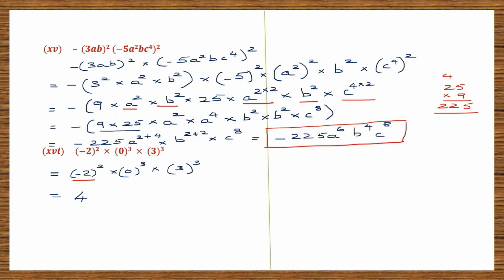So here we got 4 into 0 raised to the power of 3. That means you multiply 0 into 0 into 0. Now you know that when you multiply 0 any number of times, your answer is going to be 0. Into, now multiply 3 times, 3 raised to the power of 3. 3 3s are 9, 9 3s are 27. So here we write 27. Now here we have 4 into 0 is 0 and 0 into 27 is 0. So the answer here is 0.